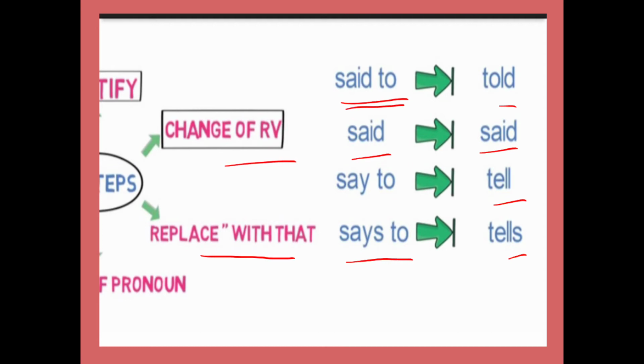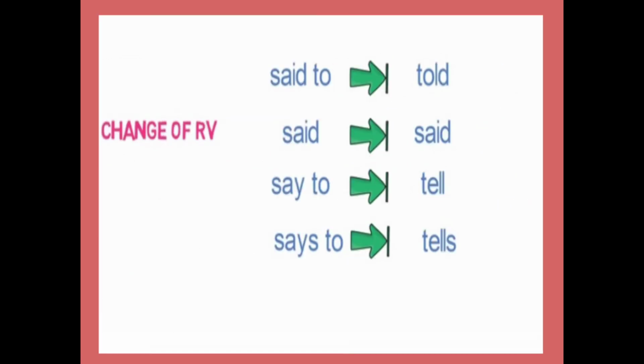Reporting verb said to will be changed into told, said into said, say to into tell, and says to into tells. For example, she said to me, "I am coming today." So she said to me. Said to is the reporting verb. Said to will be changed into told. And if there is said, she said, "I am coming." So said will remain the same. If say to is given, tell. If says to is given, then tells.